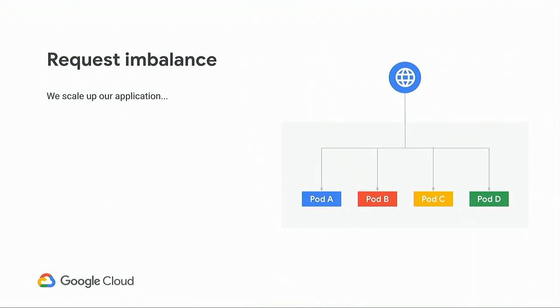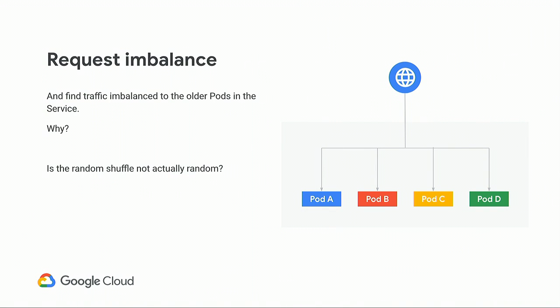And I have traffic to my backends, and now I want to scale up my application. Now I have 4 backends. And we see that when we send traffic to these backends, it's actually preferentially going to the older backends. So why is this? Is random shuffle not actually random? We know that Kubernetes and the load balancer uniformly, randomly send requests across all the backends. So what's going on? To answer this question, let's zoom in and see what's happening.